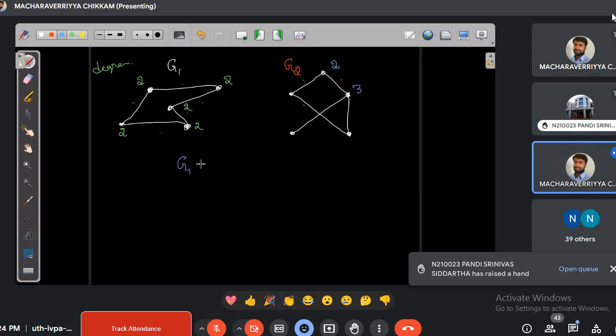So G1 is not isomorphic to G2. We can write the reason: G2 has a vertex of degree 3, but G1 does not. Another way you can say it is G2 has a pendant vertex, but G1 does not. Where is the pendant vertex here? Here, its degree is 1. It has a pendant vertex, but G1 has no pendant vertex. Okay, now let me give you one more graph.